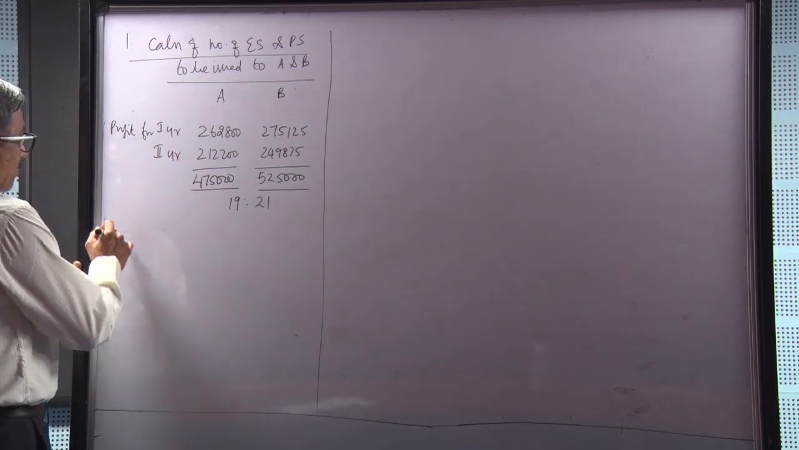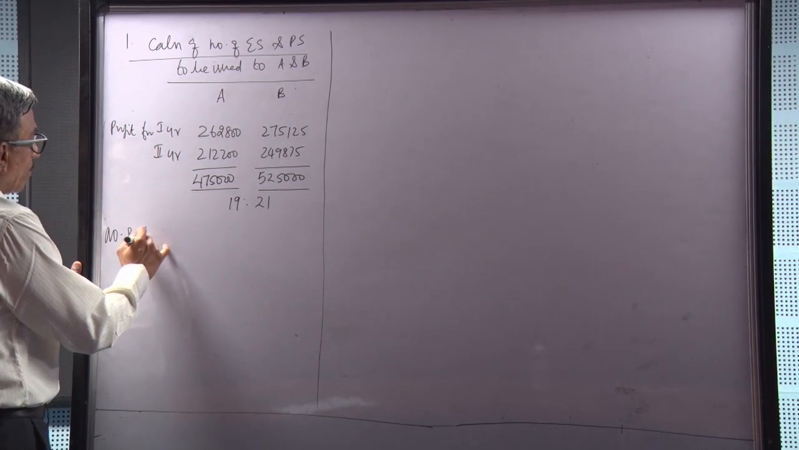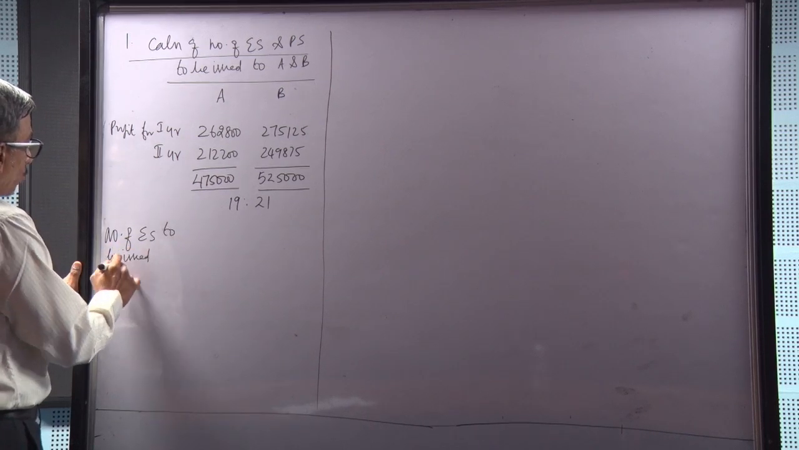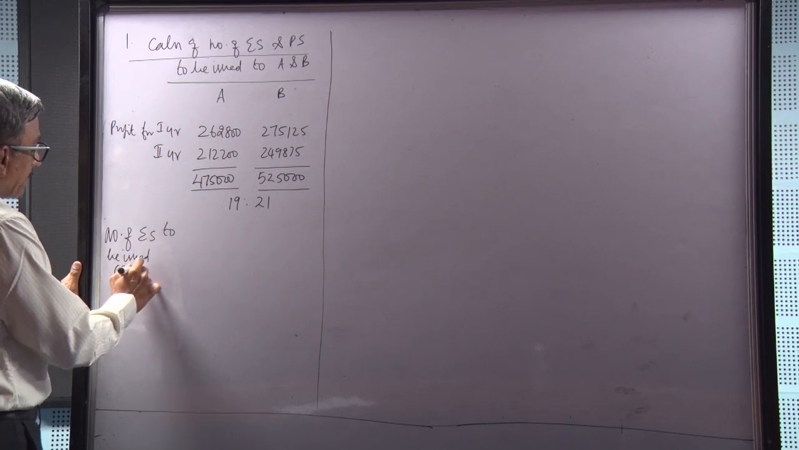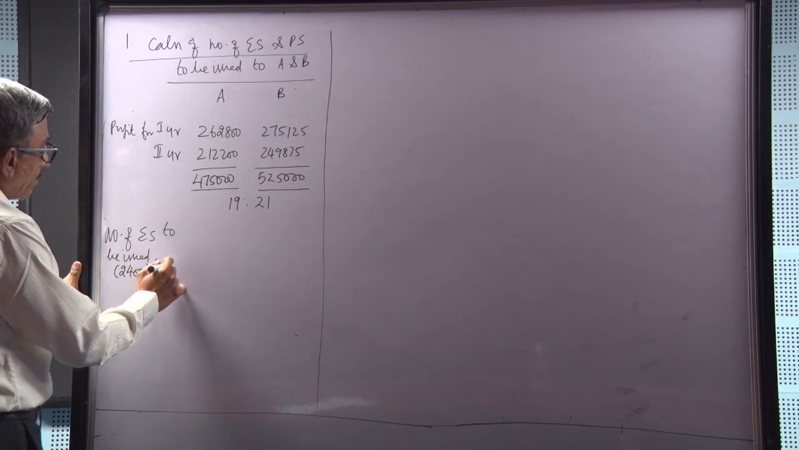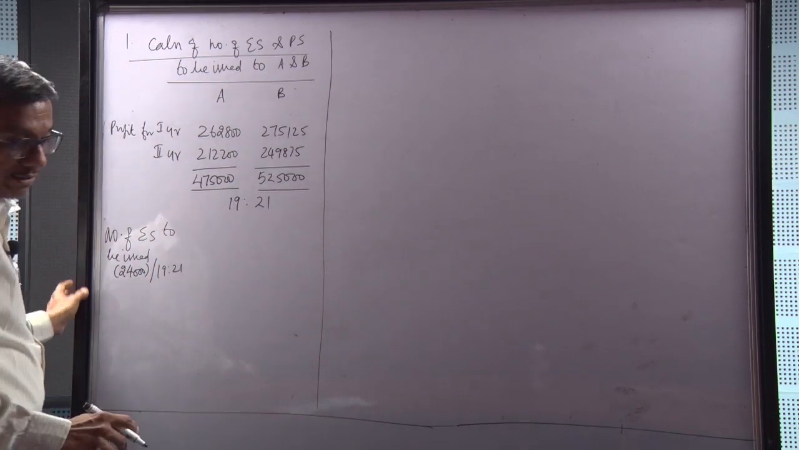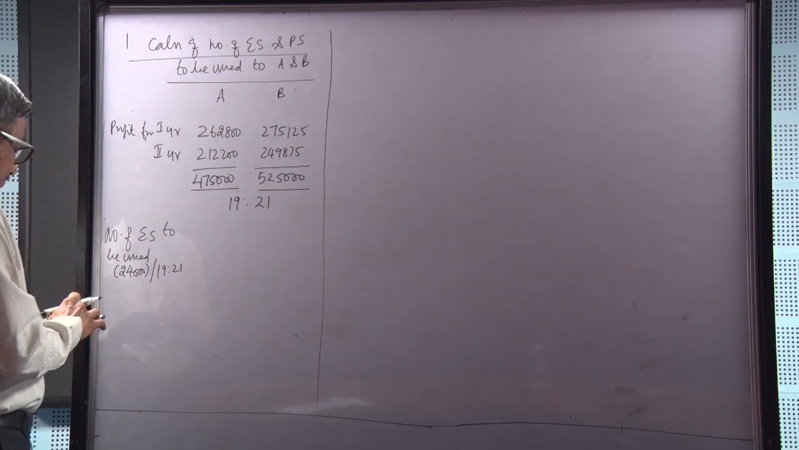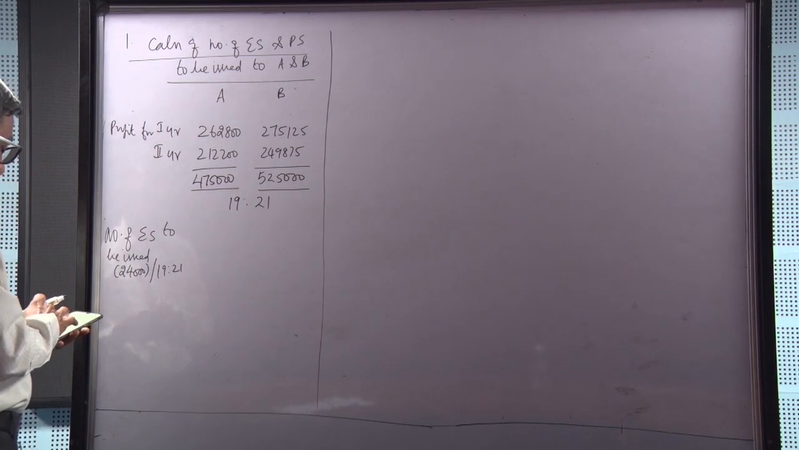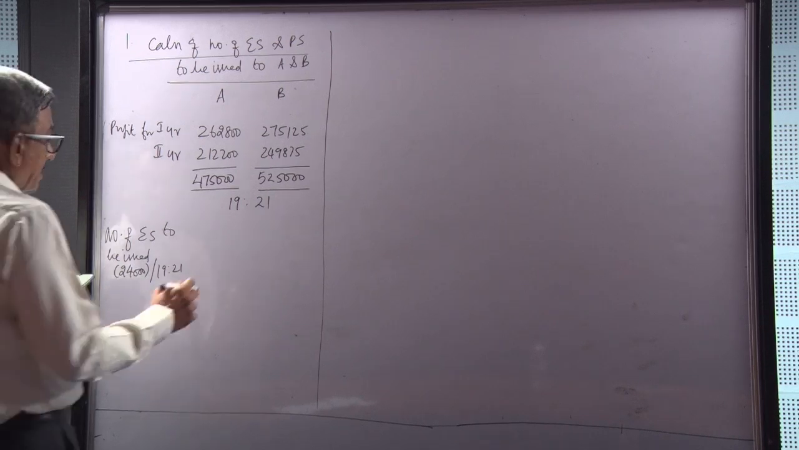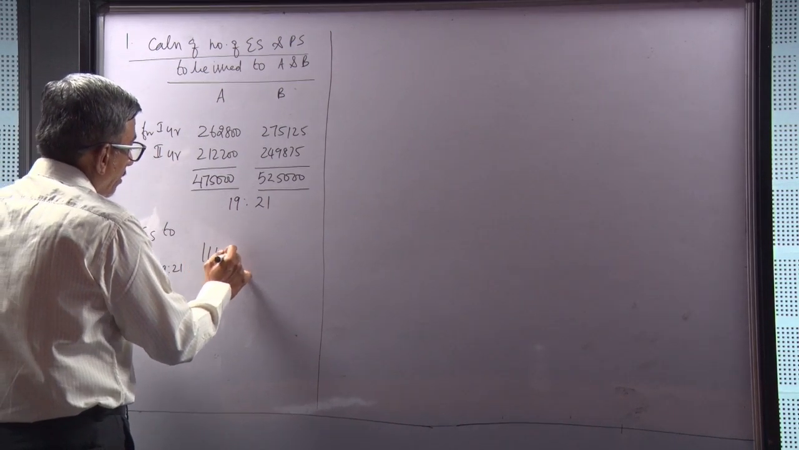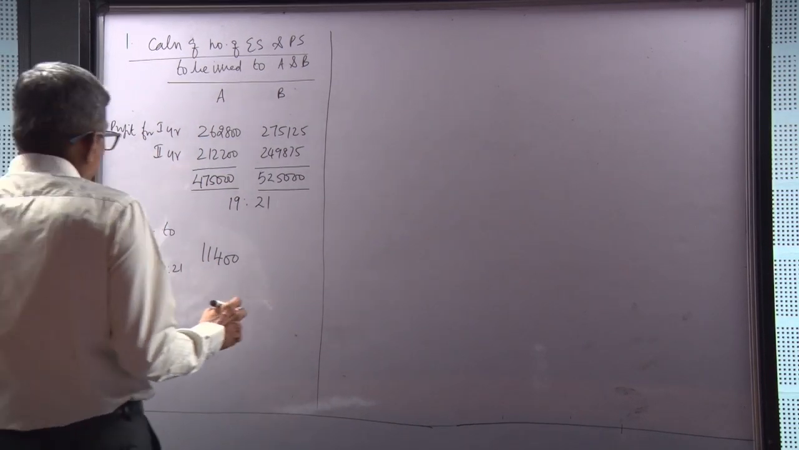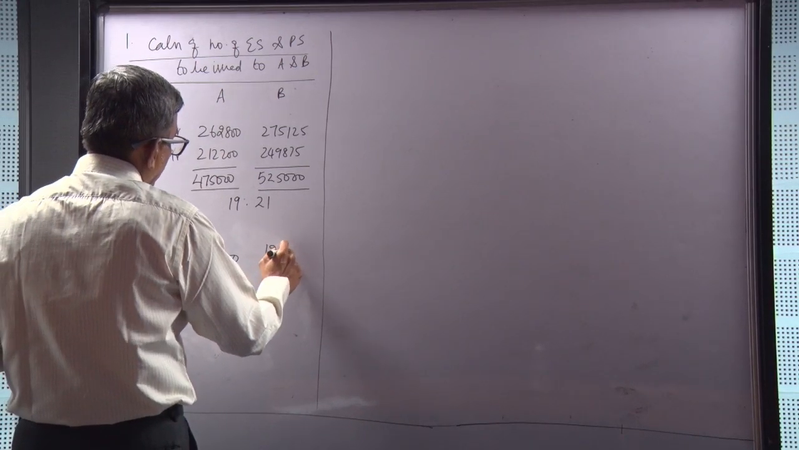So therefore, you write number of equity shares to be issued. Total 24,000 shares, but that will be in the ratio of 19:21. So A will get 24,000 into 19/40. That is 11,400 equity shares will be given to A Limited. The remaining equity shares will be given to B Limited, that is 12,600.